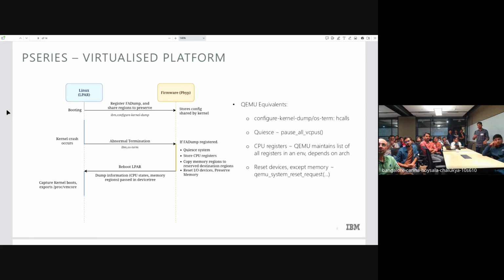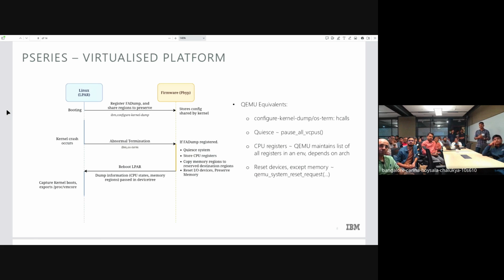During boot, it registers with FADump what memory regions it wants to be preserved by the firmware. It registered with that configure kernel dump hcall, which was the hcall for pSeries. And then firmware will internally store whatever configuration. Configuration here is basically what memory regions to preserve, where to preserve. That the firmware stores and the Linux keeps running.